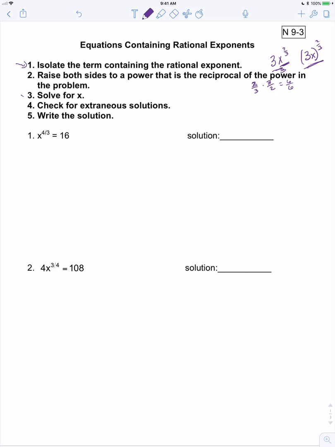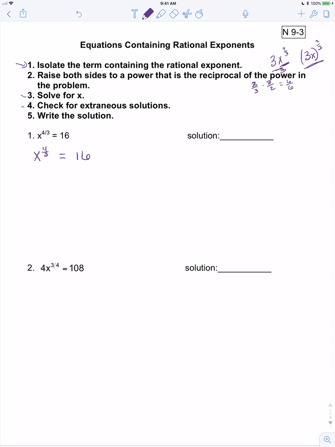Then you're going to solve for the x, make sure you check for any extraneous solutions, and then write your solution. All right, so let's use an example here. We have x to the 4/3 power is equal to 16. So we want to take that x, it's already isolated, to that 4/3 power, equal to 16.